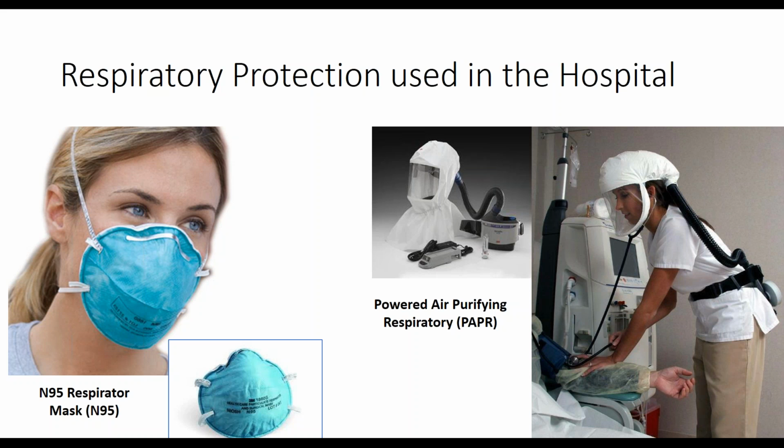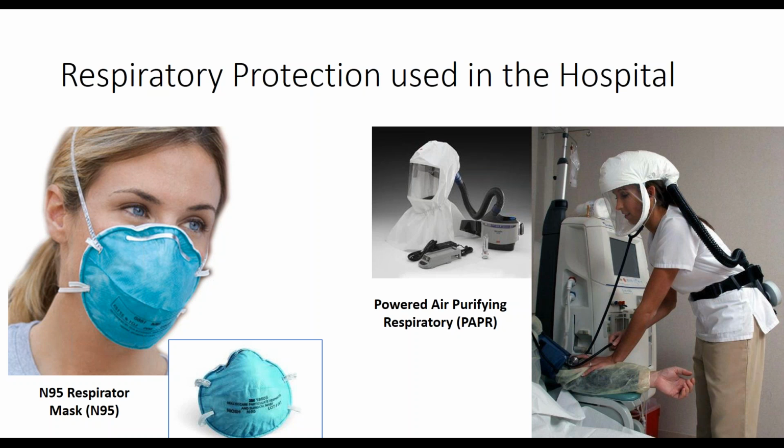So OSHA mandates that the hospital systems provide protection to their employees. Now, there's two types of protection that they can use in the hospital. One is called an N95 mask that you see on the left. The other is a powered air purifying respirator, or a PAPR, which is the one on the right. Biggest difference is obviously the N95 mask is very convenient. You can just take it and go.